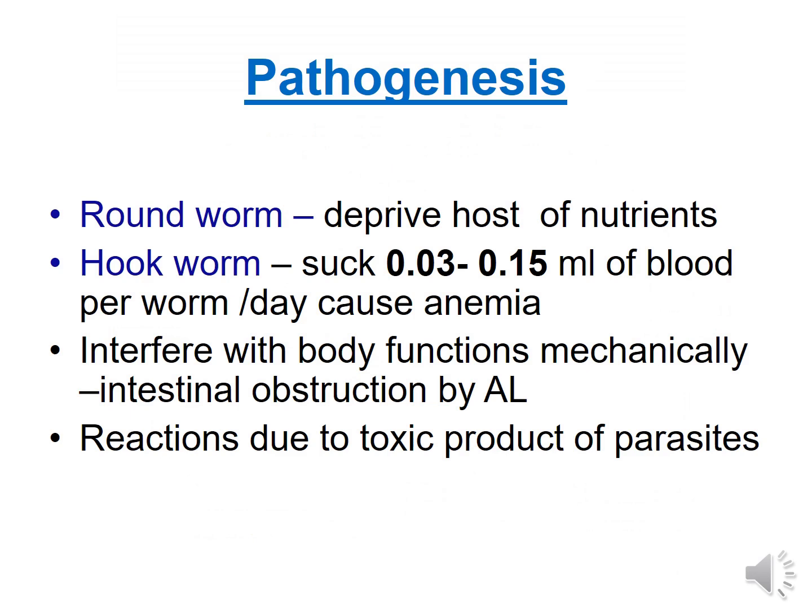Pathogenesis. Roundworms cause deprivation of nutrients in the host. In hookworms, the main pathogenesis is that they suck blood. Each worm can suck 0.03 to 0.15 ml of blood per day, leading to severe anemia. Some interfere with body functions mechanically, leading to intestinal obstruction, mainly seen with Ascaris lumbricoides, that is the roundworms. Reactions due to toxic products of the parasites can occur in different organs of the body.